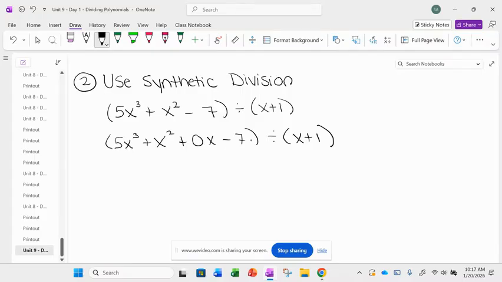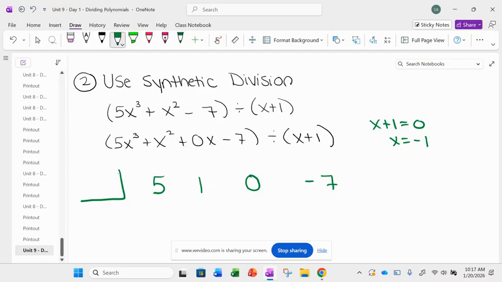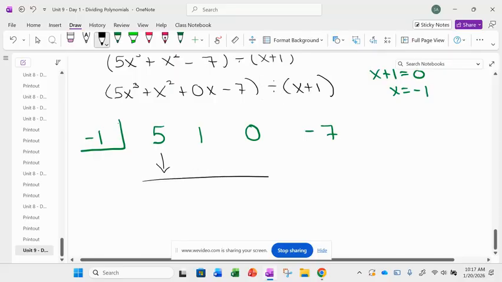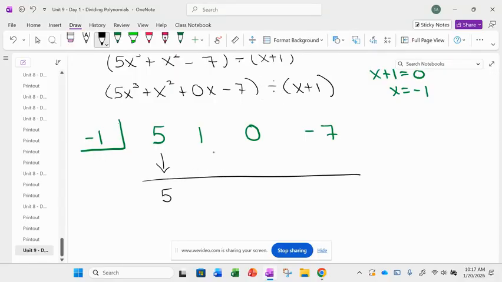So now all the coefficients of the dividend, those are the numbers I line up. So I have a 5, a 1, a 0, and a negative 7. Who remembers how I find the number I put in the box? Good. X plus 1 equals 0, so x will equal -1. So -1 is going into the box. Now we use our synthetic division, bring down that 5. 5 times -1 is a -5. 1 plus a -5 is a -4. -4 times a -1 is a +4. 4 times -1 is a -4. -7 minus 4 is a -11.